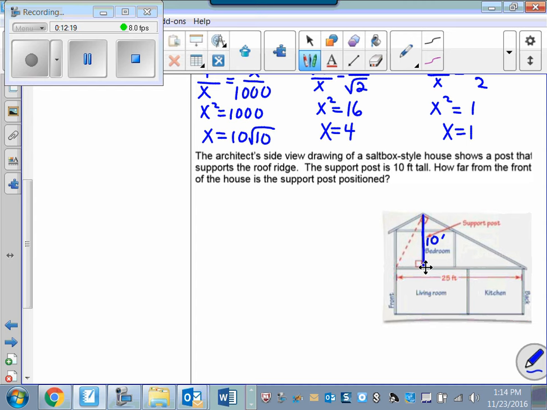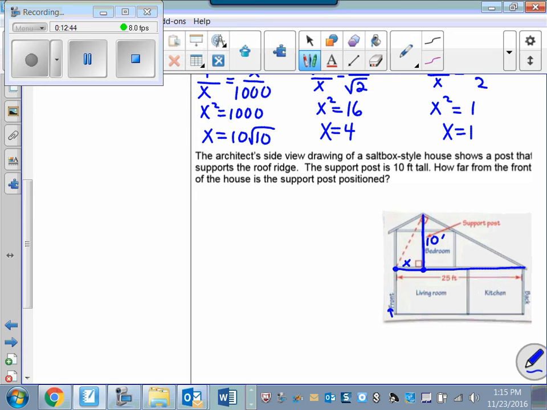And what do I know? I know this whole line here is 25 feet. That's 25 feet. So what I want to know is how far from the front of the house. So here's the front. You see it's labeled front right here. So this is what I'm trying to figure out right there. That little distance from here to here. How far is that post from the front of the house?